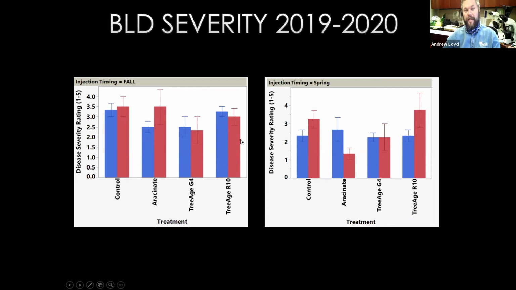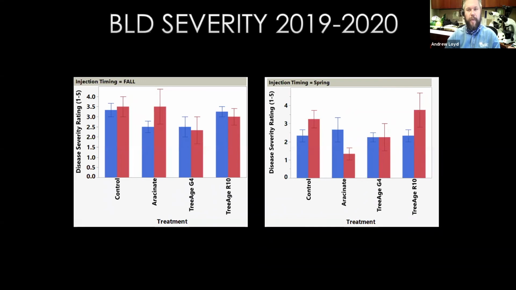So whether this happens over time or we need to figure out a new method, we're still learning about this. In the spring, a very similar story. The Tree-äge G4 seemed to hold its own and not statistically different, but the Tree-äge R10 seemed to get a little bit worse. But again, all of this to say there really was no difference compared to the control. So it's not something that we know enough of yet. We're not giving up on it.